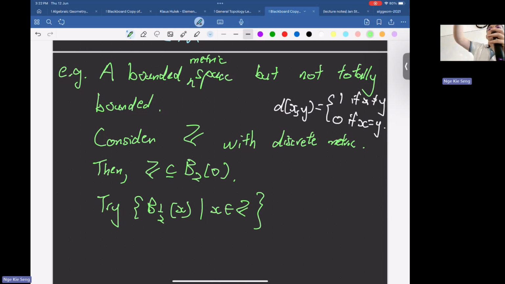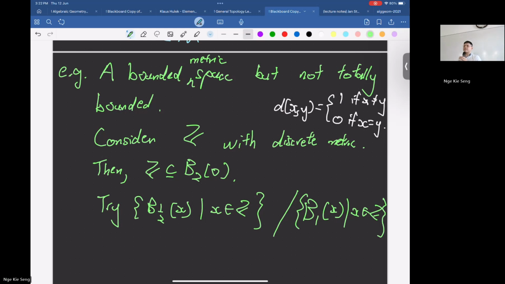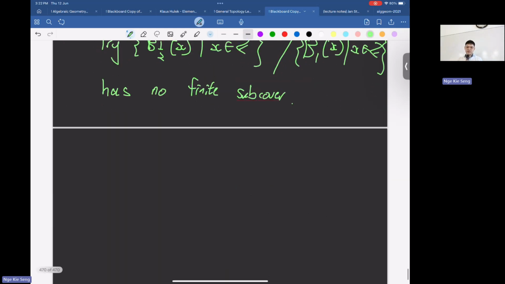Every point is at the same distance. So if your radius is 1, because you have an open ball, you are not touching 1 actually. So you can also try the balls of radius 1 to cover your set, and it also has no finite subcover. There's no finite subcover.